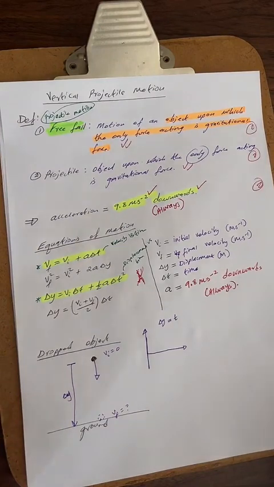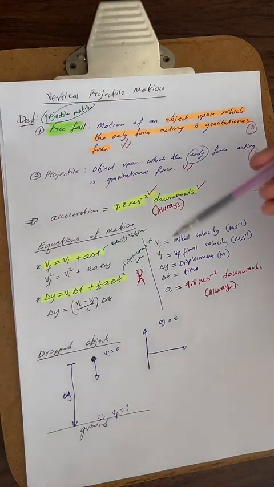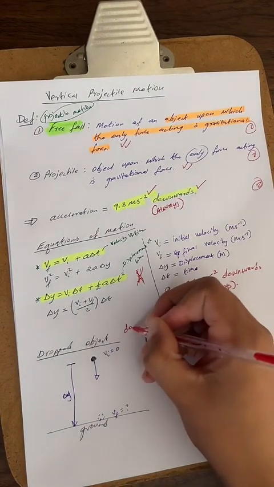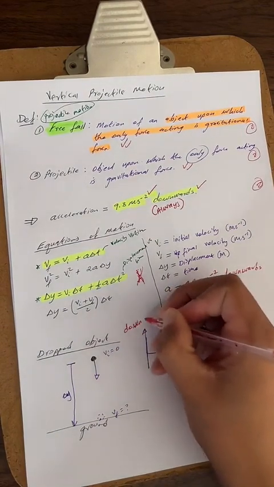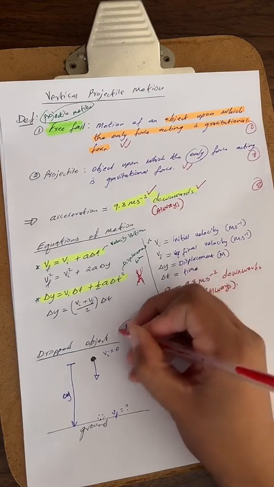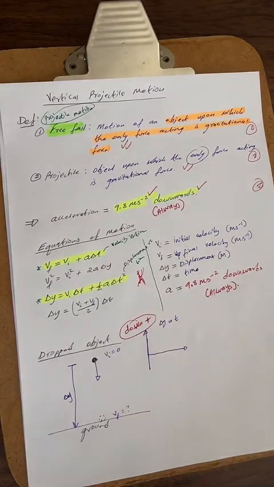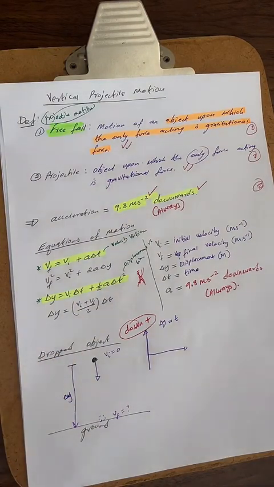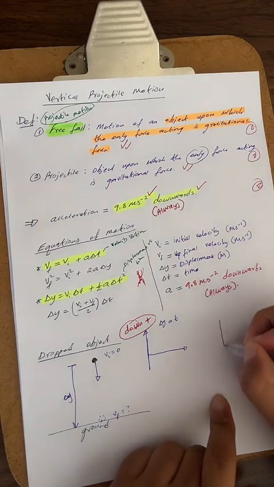since it is dropped, we choose direction. Always when you are dealing with vectors, you must choose one of the directions positive, one of them negative. This object is dropped, so let's just choose down positive. So we take down positive. It starts from some position there. There are two ways to draw it. I'll show both of them.